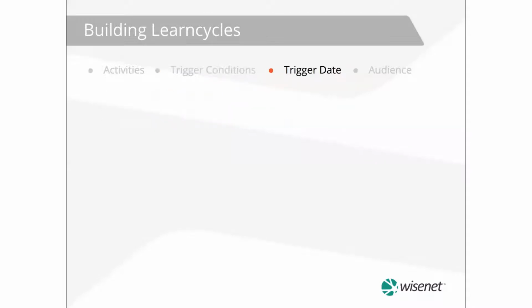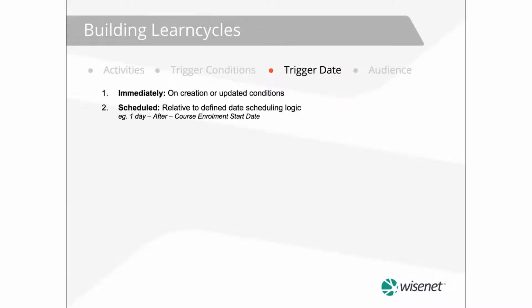Then you think about the trigger date. Again, we've given you 2 options here. You can either trigger the learn cycle immediately as soon as the trigger conditions have been reached, or at a scheduled date. And of course, you will add the logic to the learn cycle. For example, you can have it a day after the course enrollment start date.